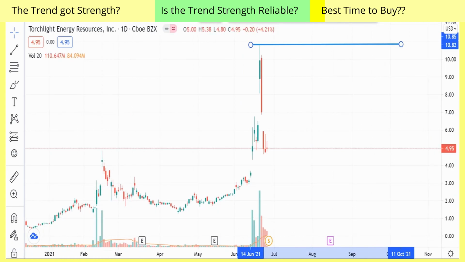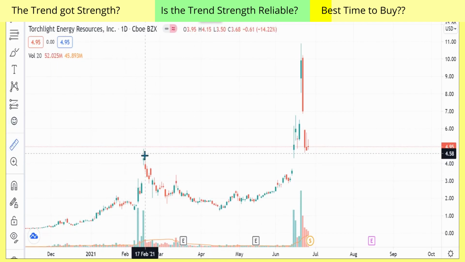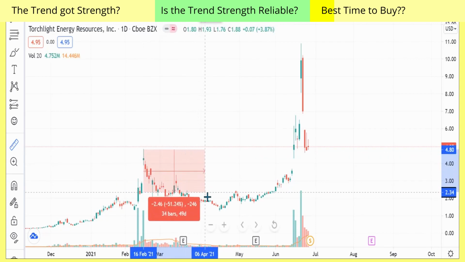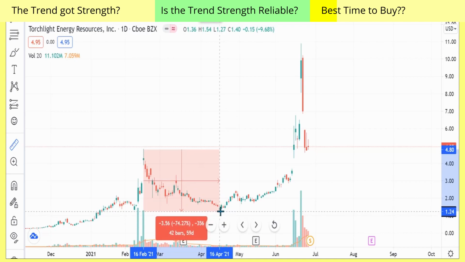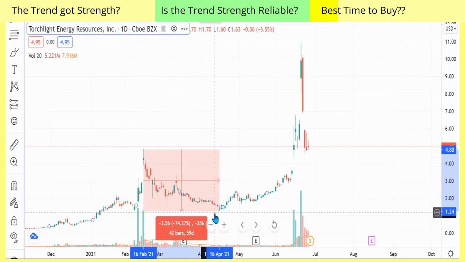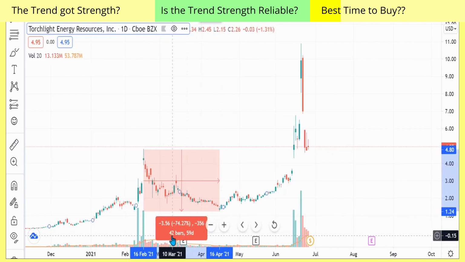Okay, so now we will do price prediction. Before we do our price prediction, we need to do a bit of measurement first. We will take a ruler and see from the high here how long it took for it to go down to the lowest. The lowest is somewhere here. According to this measurement, from the high to the low it took about 42 bars.